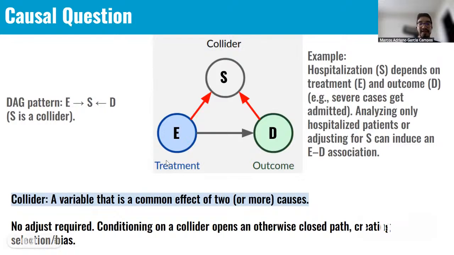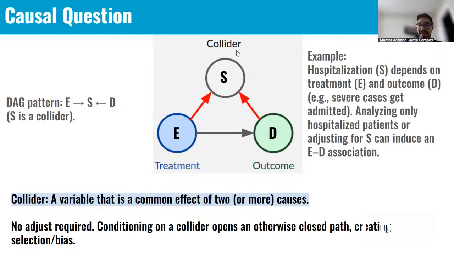And here we can see the difference from the confounders. A collider is a variable that is a common effect of two or more causes. For example, we have hospitalization as a collider, and it depends on the treatment, the exposure, and the outcome, for example, mortality. So hospitalization is not the cause of the treatment. Actually, the treatment will cause hospitalization.